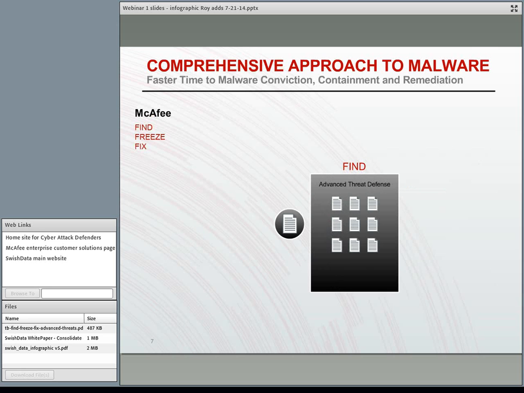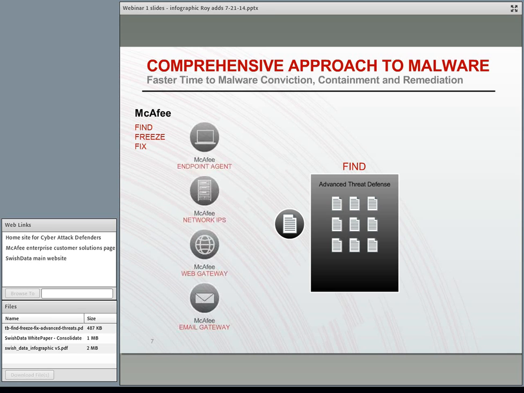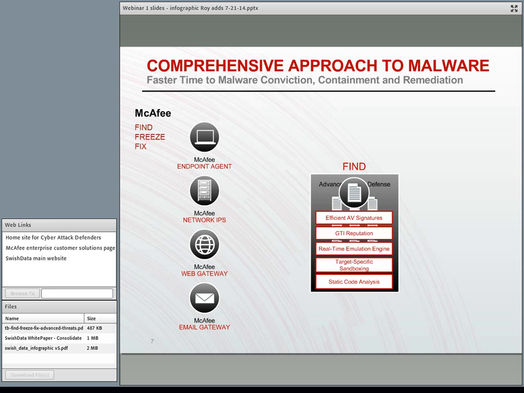So what we have come up with is a comprehensive approach to malware, and this is our advanced threat defense system. So what we do is we are able to find the malware. We're taking from our endpoint agent, our network IPS, our web gateway, and our email gateway any file that's coming into your environment. We're passing that over to the ATD appliance, which is our sandboxing that does static and dynamic analysis. So we're passing those over there, and we're seeing what's going on.